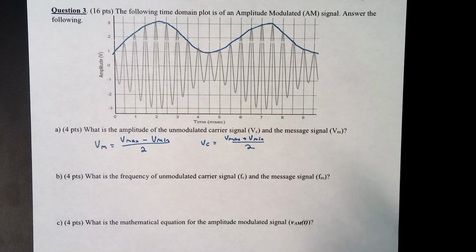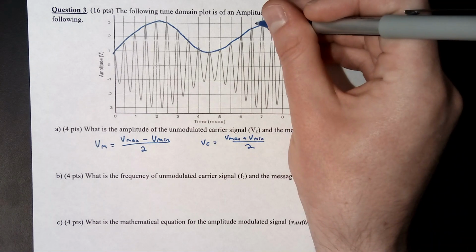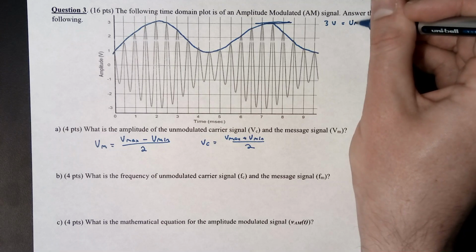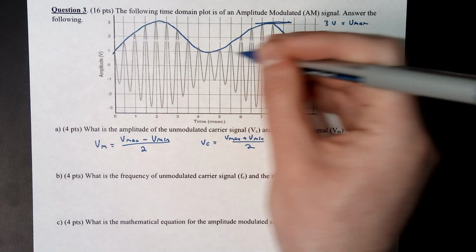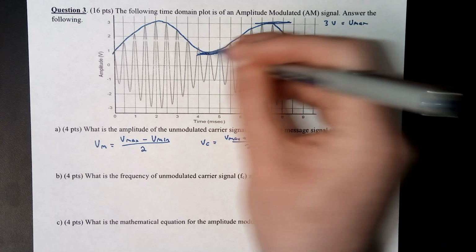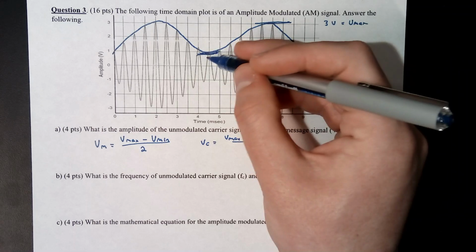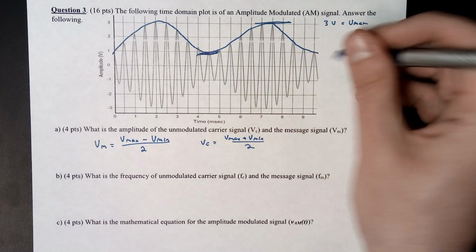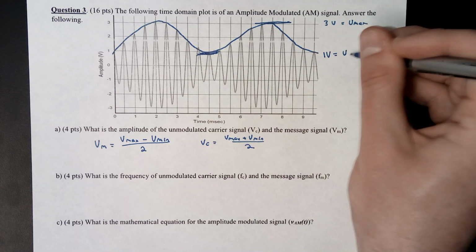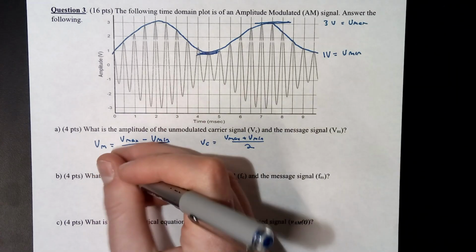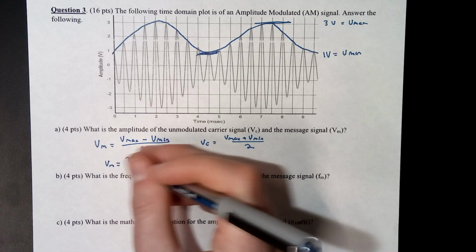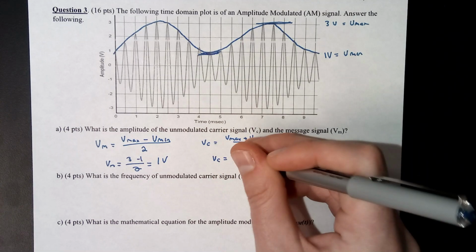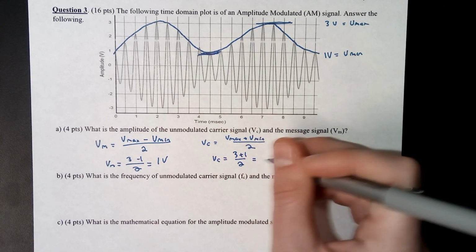Vmax is the highest point on the graph, so that's going to be 3 volts. Vmin is the lowest point on the envelope, and this is the above 0 envelope that we're looking at. So 1 volt is Vmin, and then we just plug and chug into this equation. Vm is 3 minus 1 over 2 equals 1 volt. Vc equals 3 plus 1 over 2, and that's 2 volts.